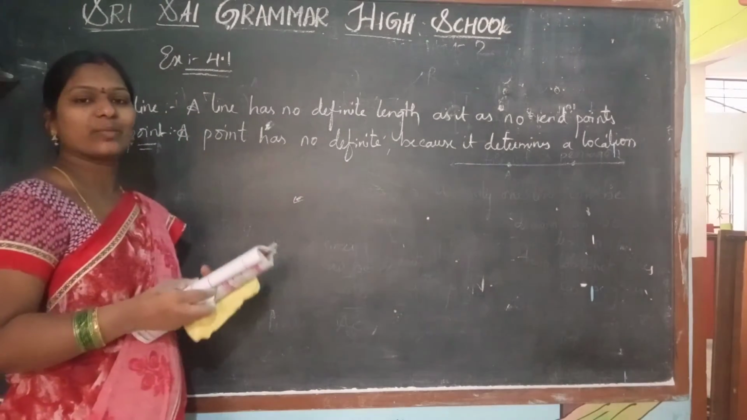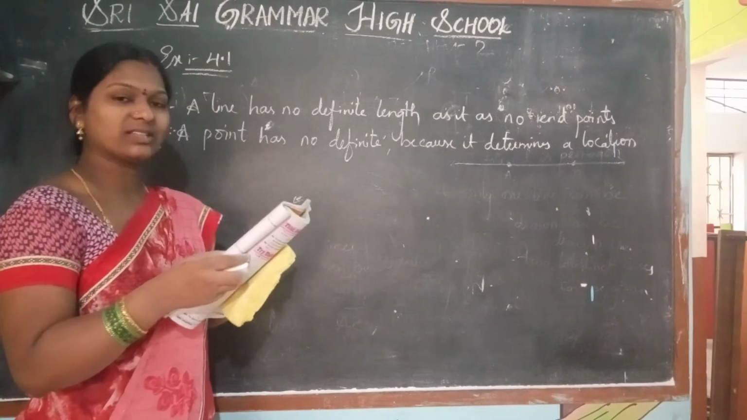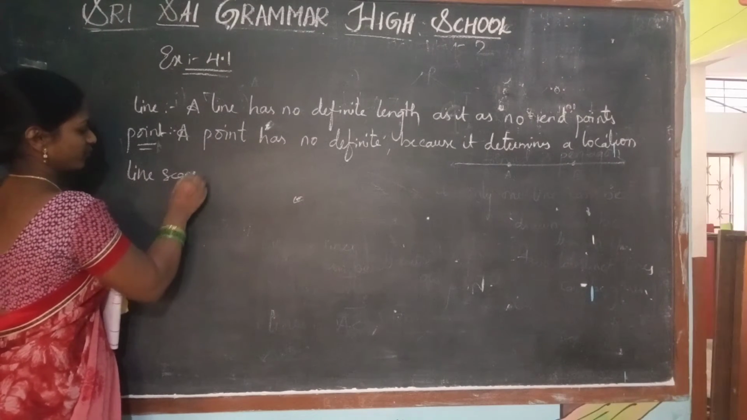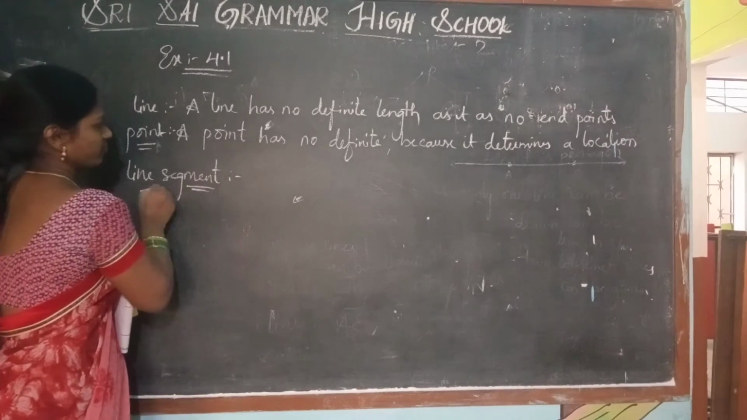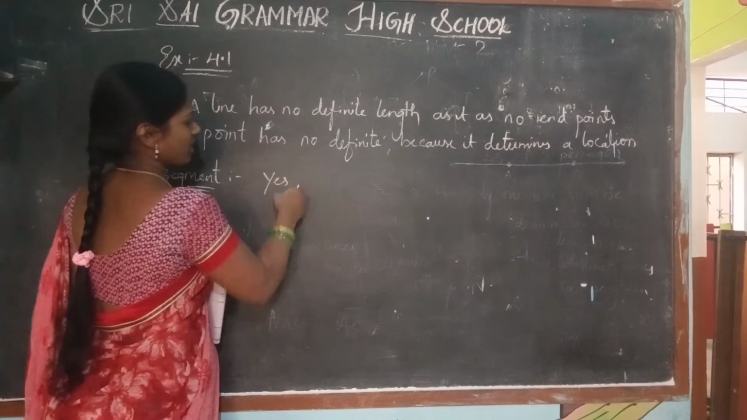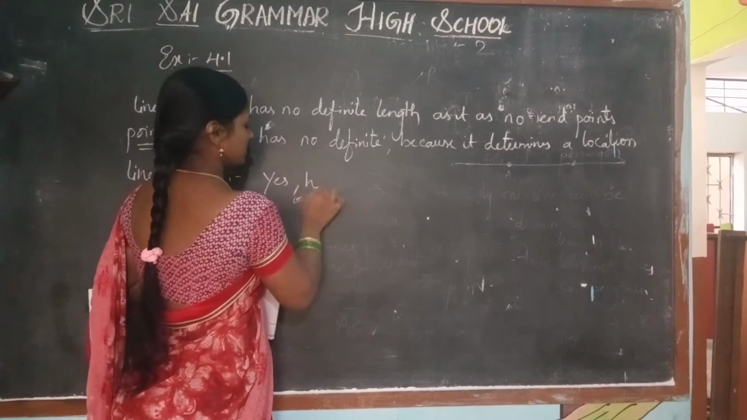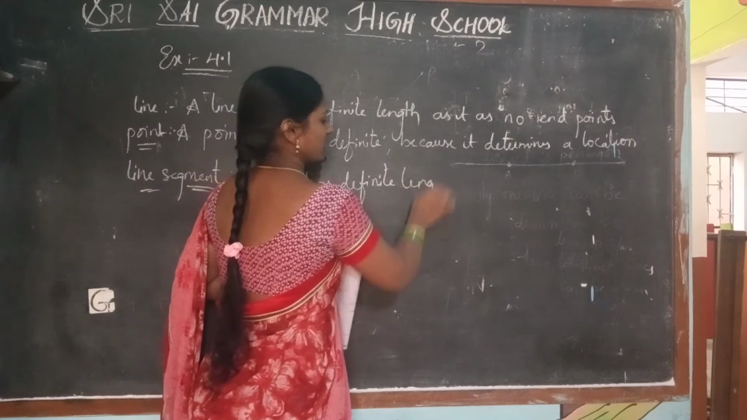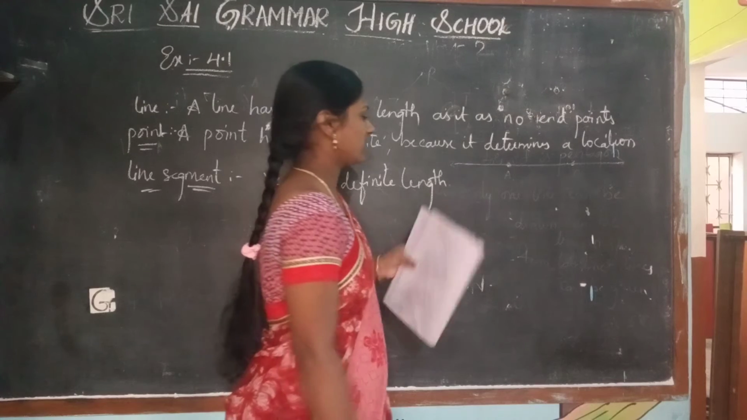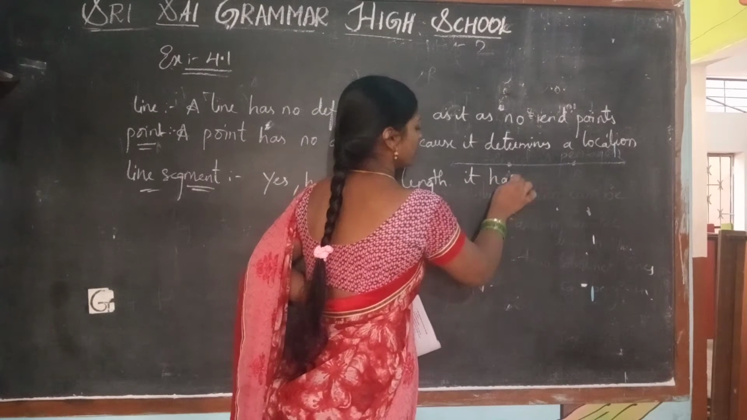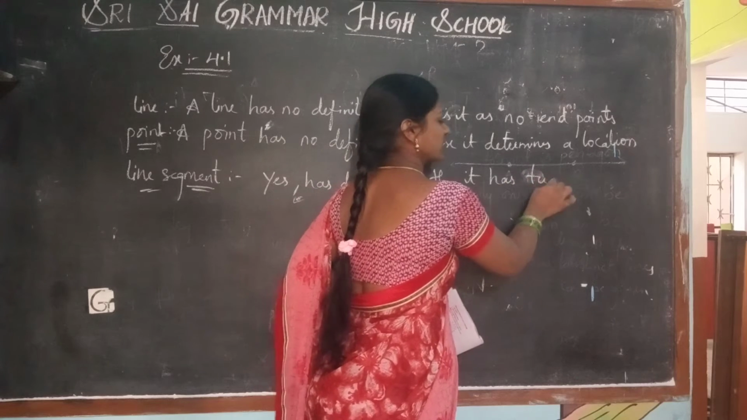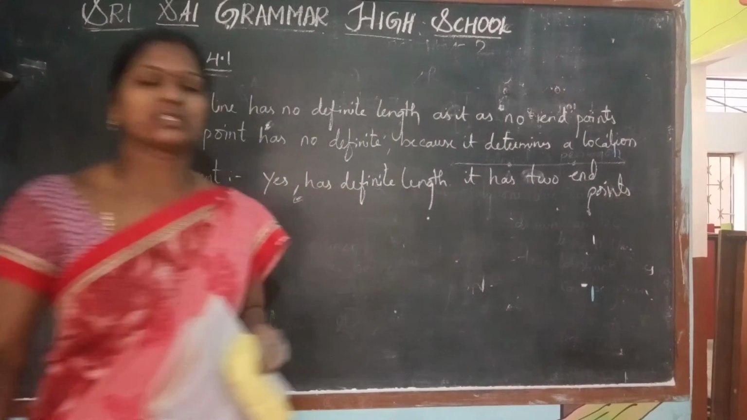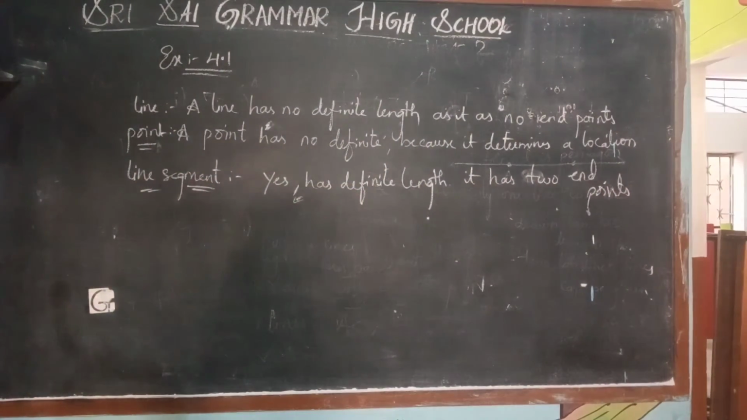Now, a line segment has a definite length and it has two endpoints. Line segment has definite length and it has two endpoints. Yes, it has two endpoints.